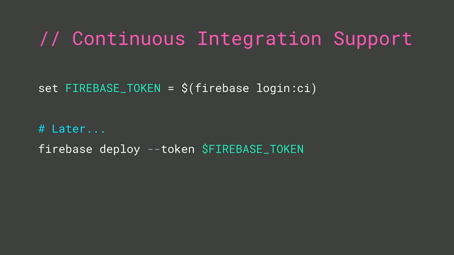We don't even want to think about Firebase deploy. I do this with jpeg.cool via service and continuous integration. Firebase has built-in continuous integration support, so you can generate a token and provide that to a service.